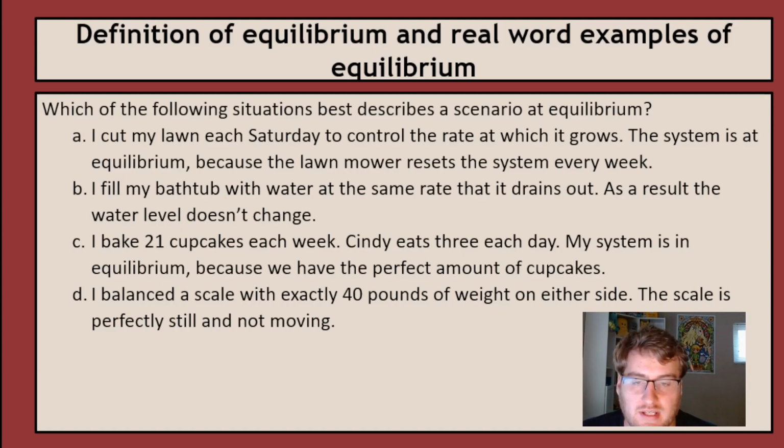And same thing with D, right? I balance the scale with exactly 40 pounds on either side. The scale is perfectly still and not moving. That's similar, but again, it's not moving. If on one side I was adding weight and the other side was adding the exact same amount of weight and it happened to cancel out, that's more realistic what equilibrium would be. So B is definitely the best answer here.